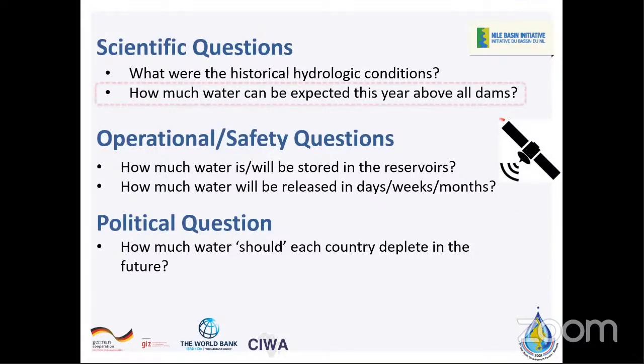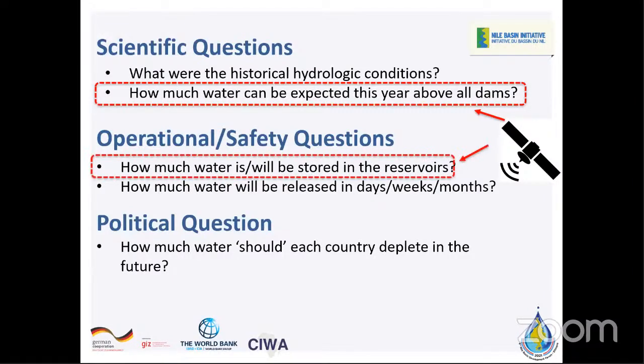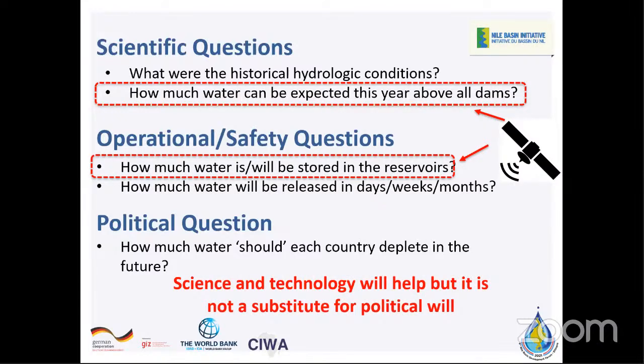The satellite can help out with a lot of these questions, such as how much water can be expected above all the dams and how much water is or will be stored in the reservoirs during a current year. But of course, it can't answer a lot of the other challenging questions. So science and technology will help this process, but of course, it's not a substitute for the political will required to be able to manage the river.